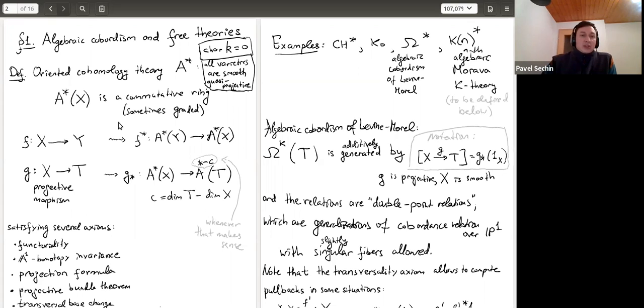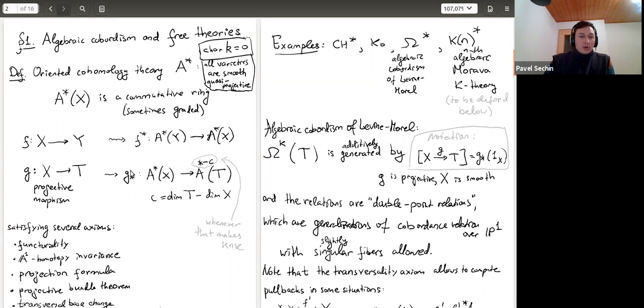And why is it a cohomology theory? Well, because there are pullbacks for any morphism between such varieties. And pullbacks are morphisms of rings, and they preserve grading if there is grading. But what does it mean for a cohomology theory to be oriented? Oriented means that there are push forwards with respect to projective morphisms. So if we have a projective morphism, then there is a map of abelian groups which shifts the grading, if there is grading, by the codimension of this morphism.